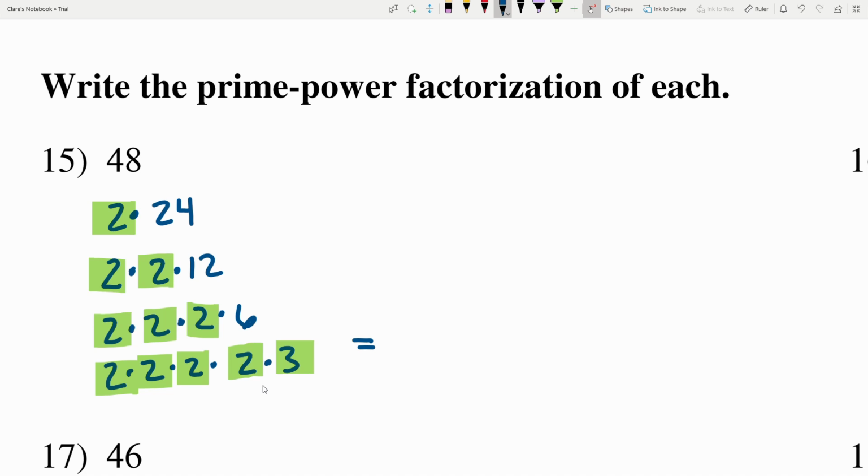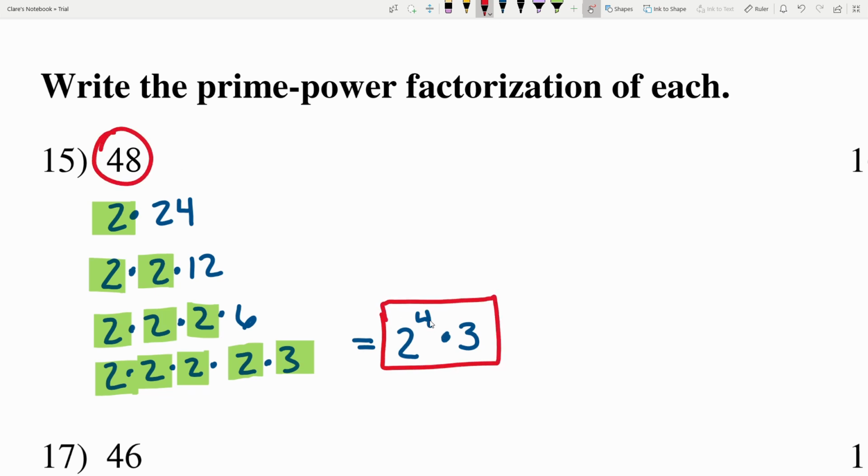So now I'll simplify. How many 2's did I have? 1, 2, 3, 4. So this is going to be 2 to the 4th times 3. So I've written 48 as just prime factors multiplied together. Again, 2 times 3 is 6, times 2 is 12, times 2 is 24, times 2 gives me 48. 2 to the 4th times 3.